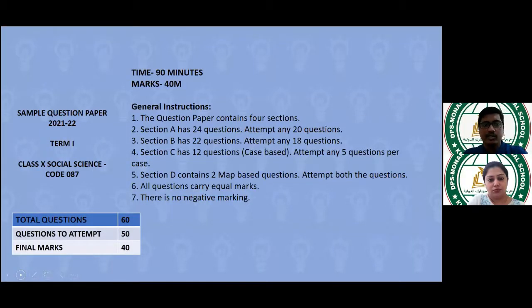Now, as discussed, every particular subject has their own particular question paper pattern. Here also, for term 1, we have the MCQ, the case-based, and the assertion and reasoning. Total questions we have is 60, but the students have to attempt 50, which will be finally converted into a final of 40 marks. The question paper is divided into 4 sections.